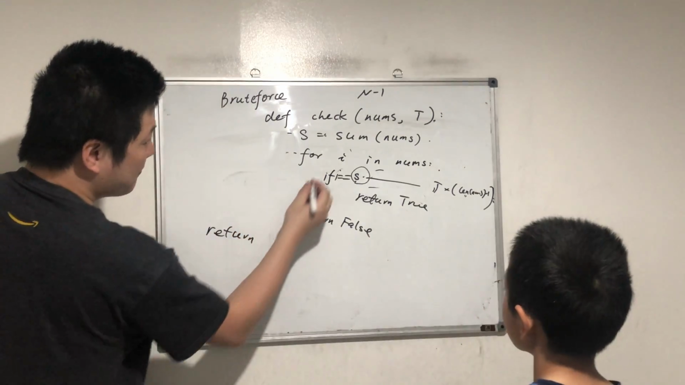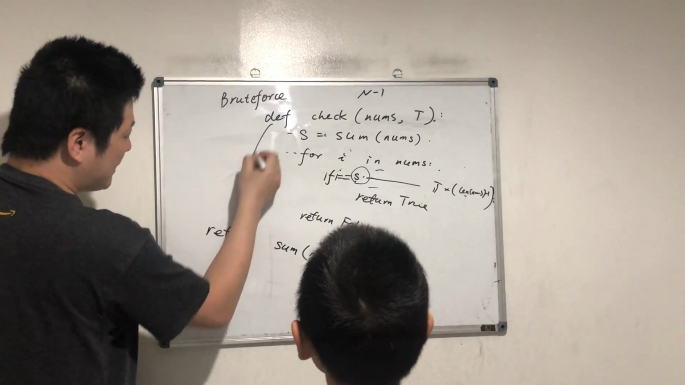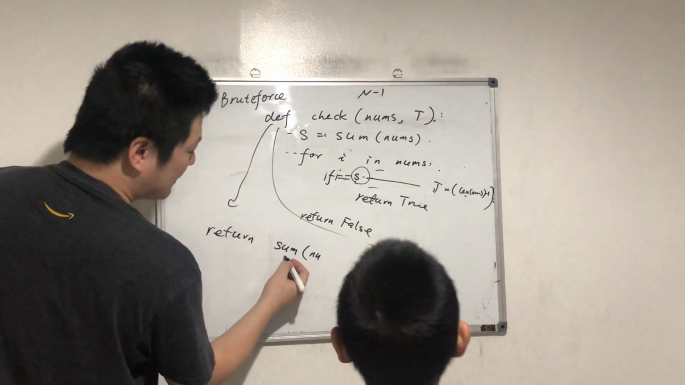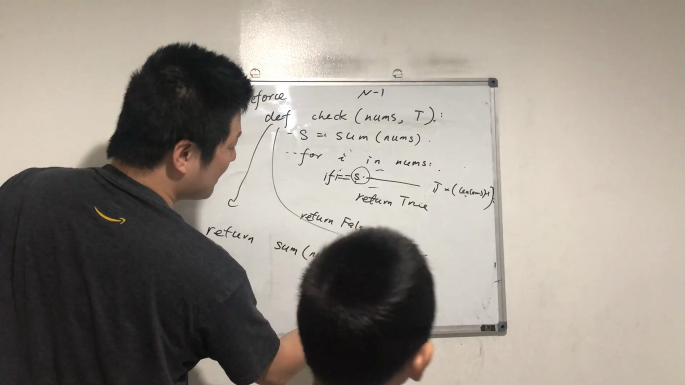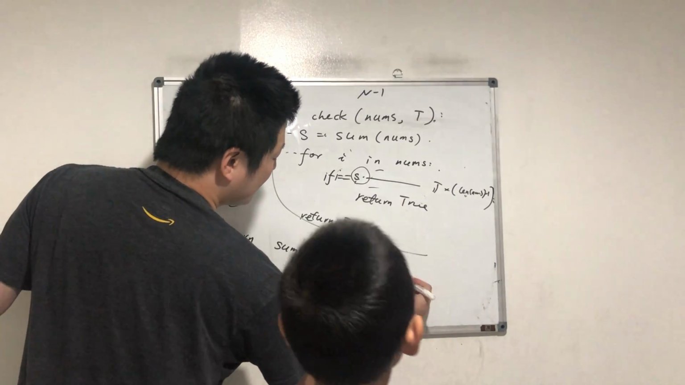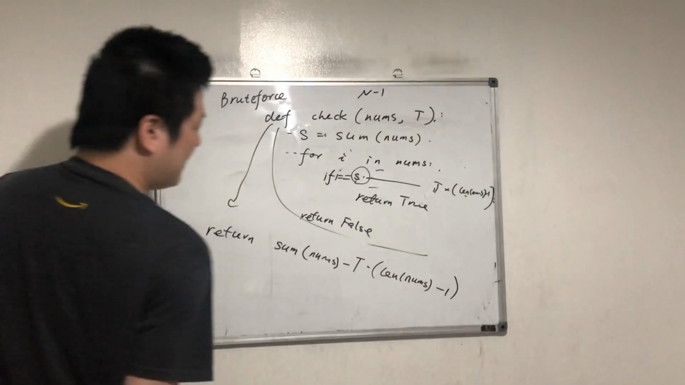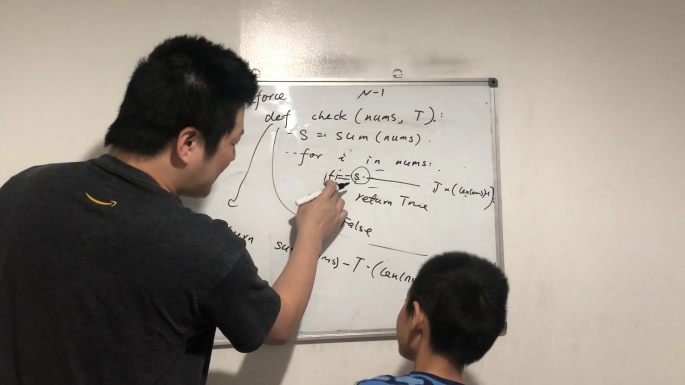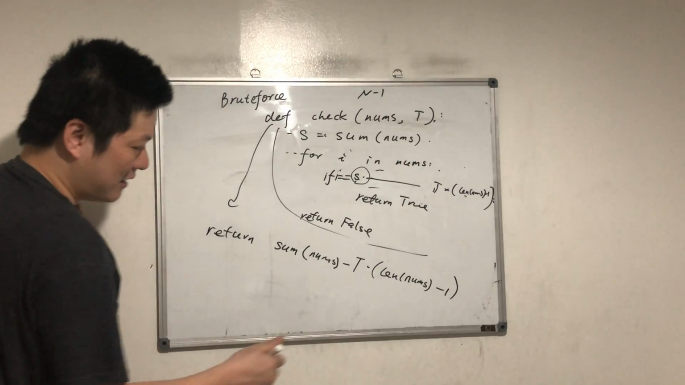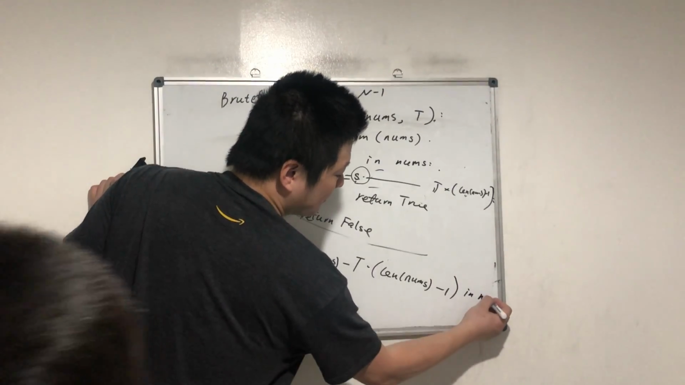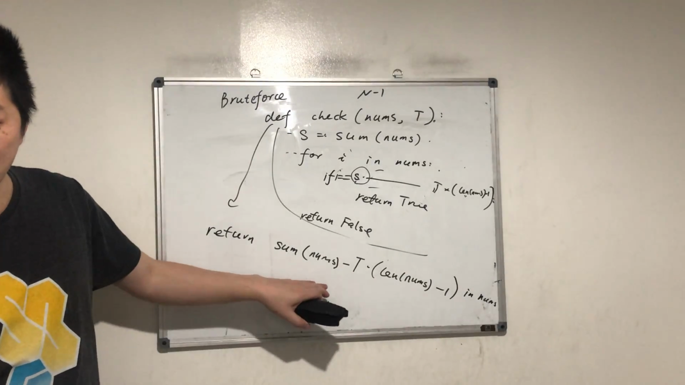Return. Okay, you don't need this. Sum of nums, this is s, minus t times the length of nums minus 1. This is the number we want to find out if it's in nums, right? So what should we do? In nums. That's it. So all these lines can be replaced by this one. Does it make sense?